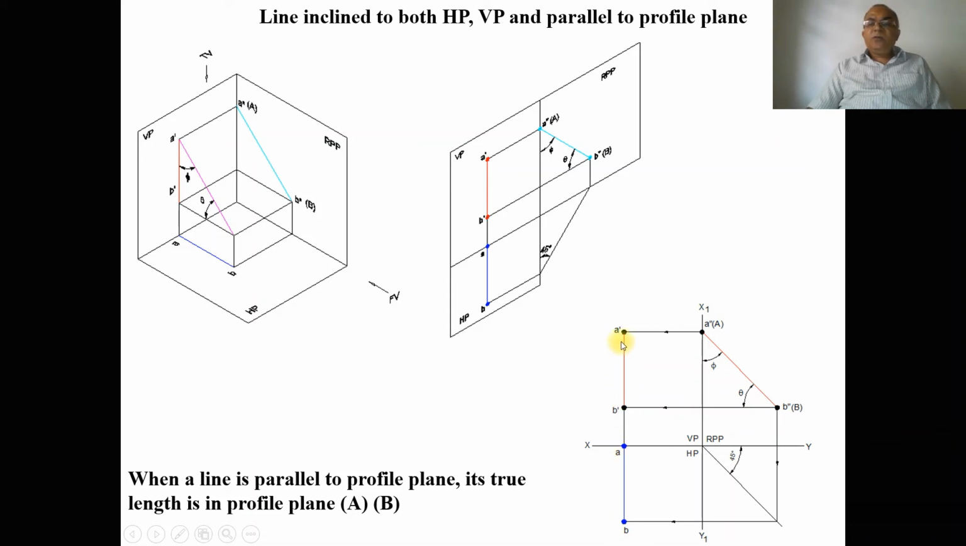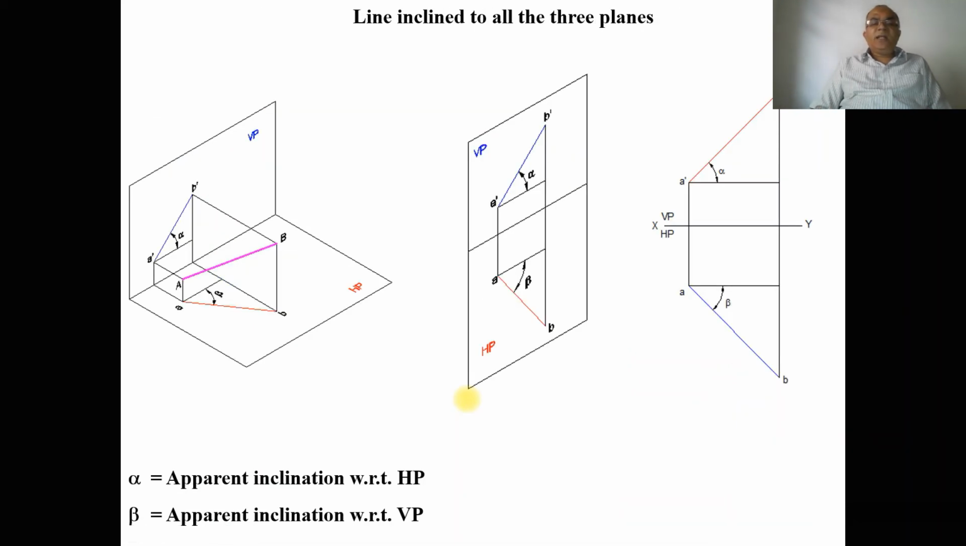But since you are getting a line in the front view and you are also getting a line in the top view, therefore the line appears to be perpendicular to both HP and VP and parallel to the profile plane. So here, when the line is parallel to the profile plane, its true length is seen in the profile plane. In the next position, the line we will consider is inclined to all the three planes.